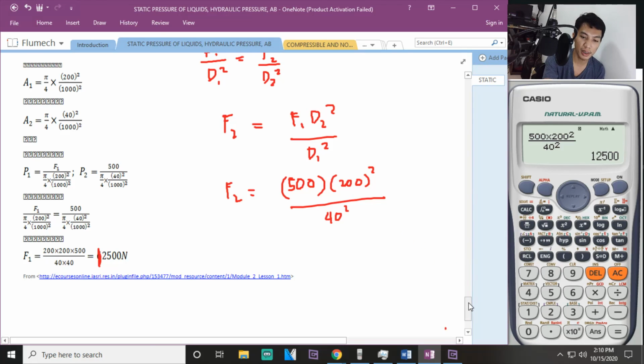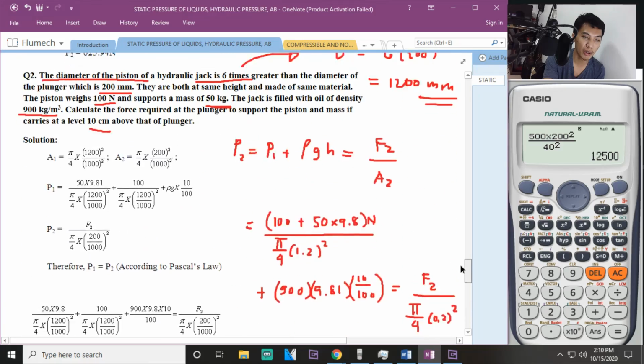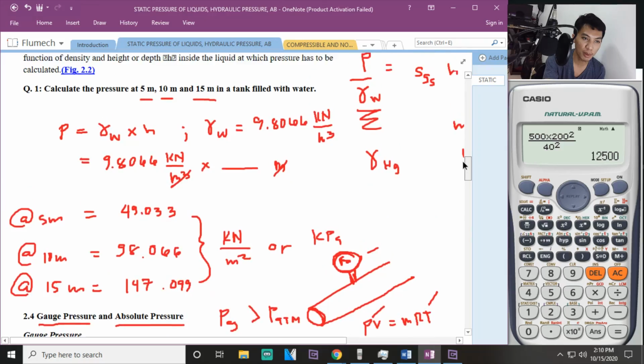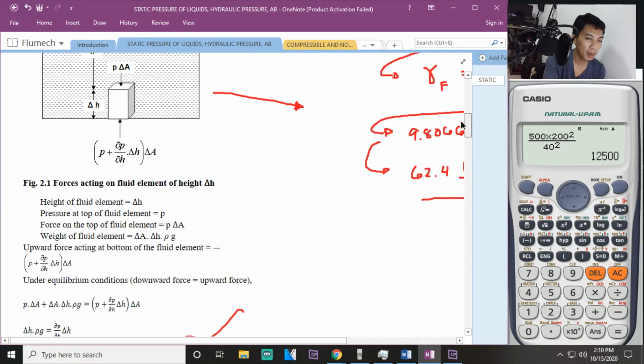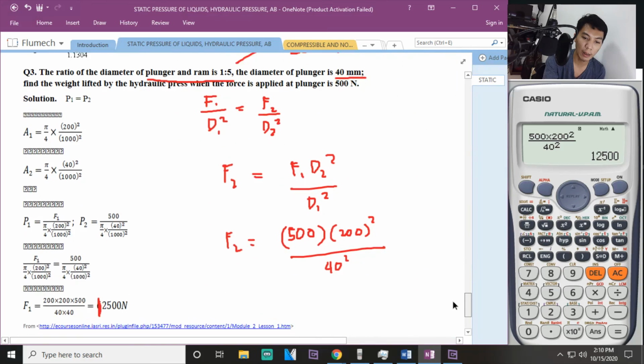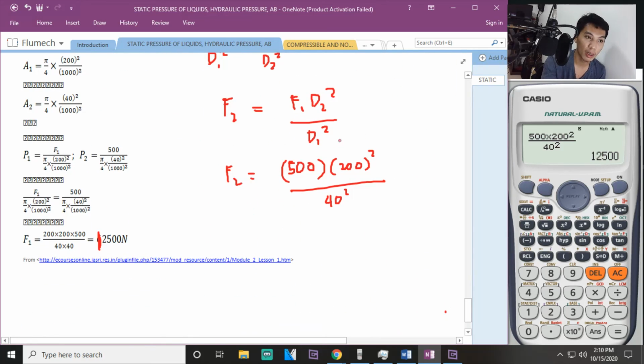So, that is now kung paano natin gagawin yung Pascal's law of pressure, tapos yung hydrostatic pressure, absolute pressure. And that will be all for that module. Okay? So, let's proceed with another topic.